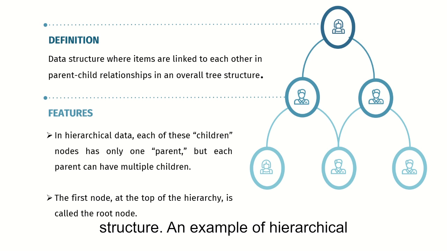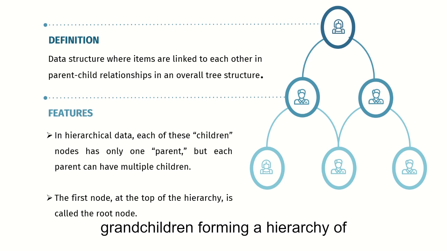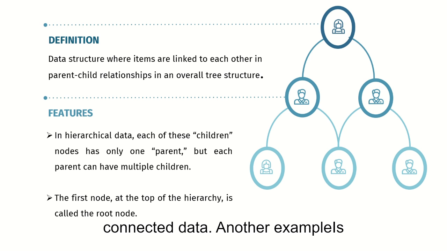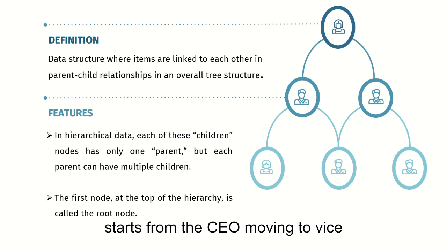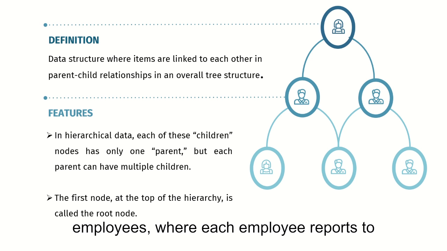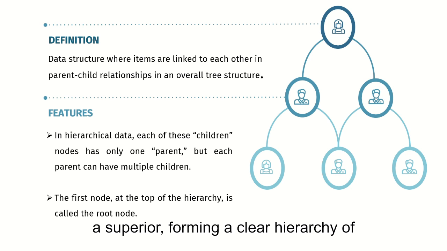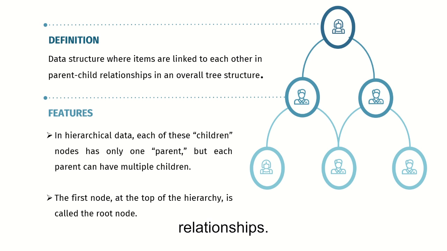An example of hierarchical data structure is a family tree, with grandparents, parents, children, and grandchildren forming a hierarchy of connected data. Another example is a company's employee hierarchy. It starts from the CEO, moving to vice presidents, then to managers and employees, where each employee reports to a superior, forming a clear hierarchy of relationships.